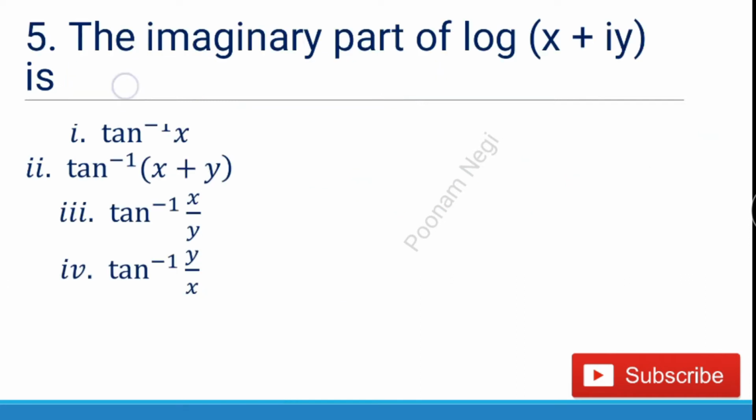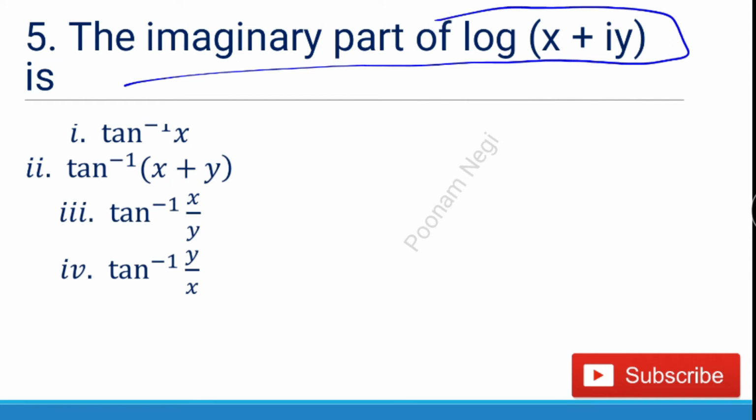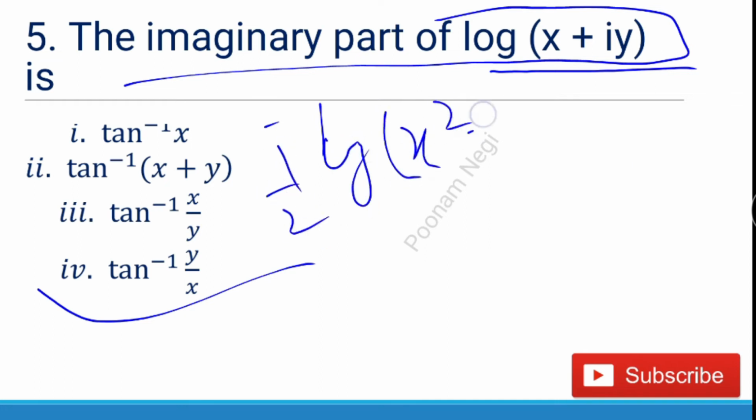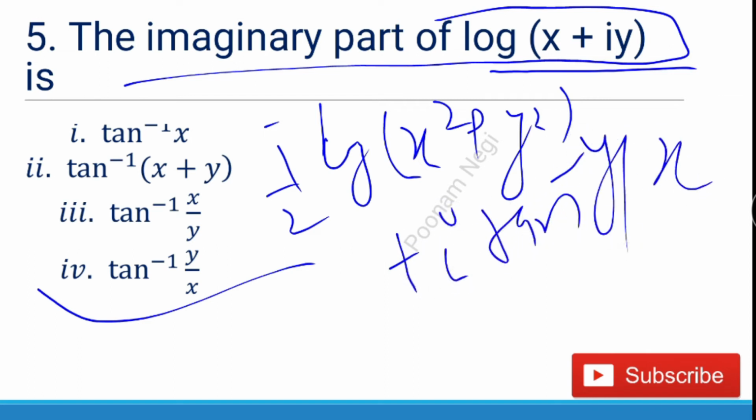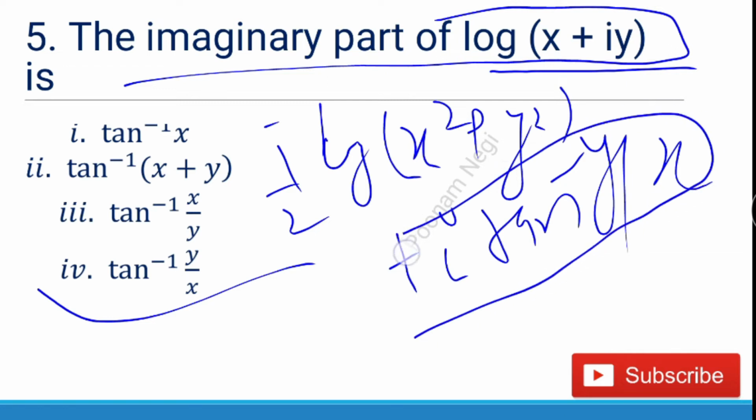Next question is the imaginary part of log(x + iy). As we know, this is nothing but tan⁻¹(y/x). Log(x + iy) can be written as 1/2 log(x² + y²) + i tan⁻¹(y/x), where the second part is the imaginary part and 1/2 log(x² + y²) is the real part. It means the imaginary part for this log(x + iy) will be tan⁻¹(y/x).